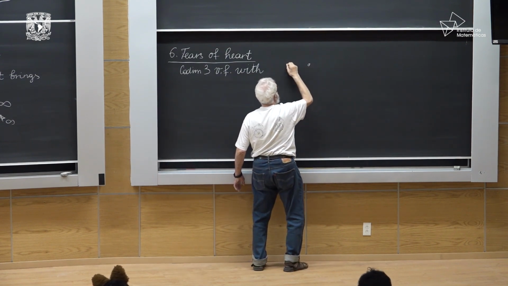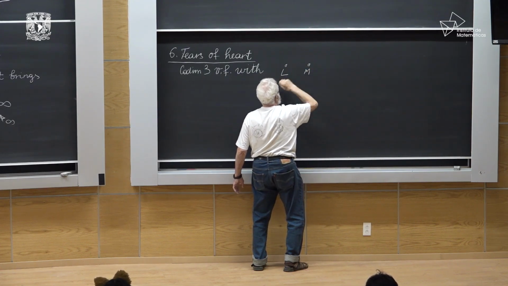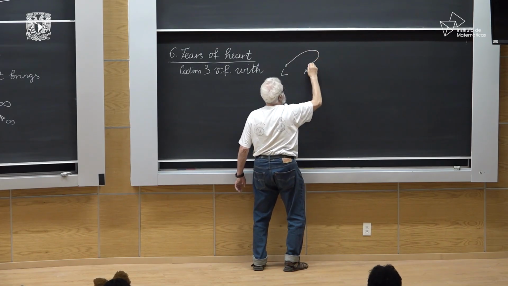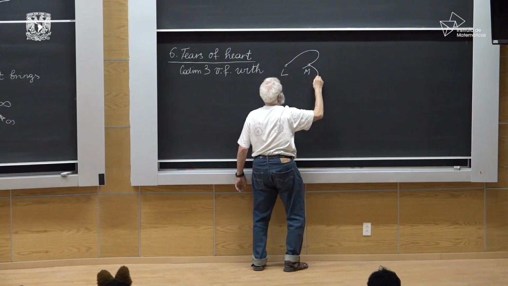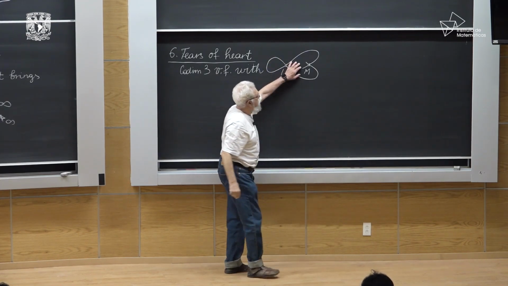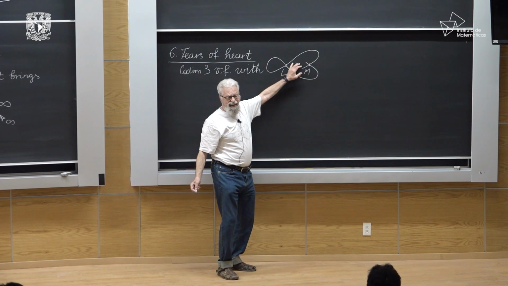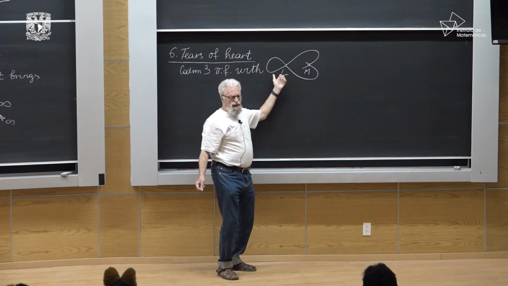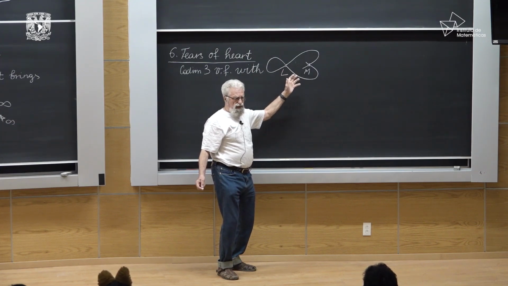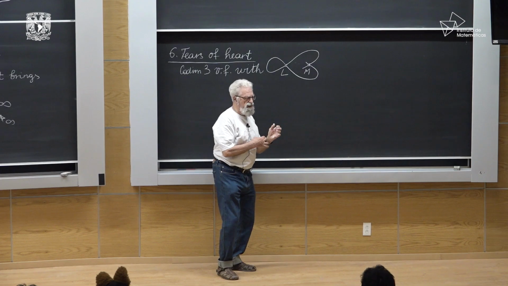There are two hyperbolic saddles, L and M, and 3 saddle connections, one like this, another like this, and the third like this. So this couple of connections resembles what? The heart, yes. And this, if you turn it vertically, is like a drop, like a tear. So this picture is tears of heart.